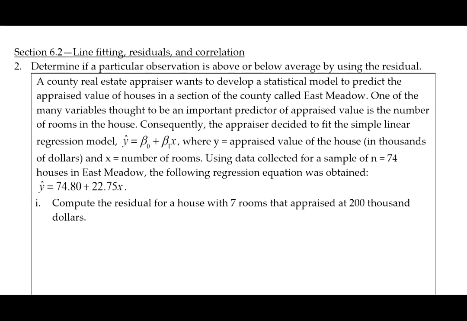Consequently, the appraiser decided to fit the simple linear regression model y hat equals beta naught plus beta 1 x, where y equals the appraised value of the house in thousands of dollars, and x equals the number of rooms. Using data collected for a sample of n equals 74 houses in East Meadow, the following regression equation was obtained. Y hat equals 74.80 plus 22.75x. Compute the residual for a house with 7 rooms that appraised at $200,000.